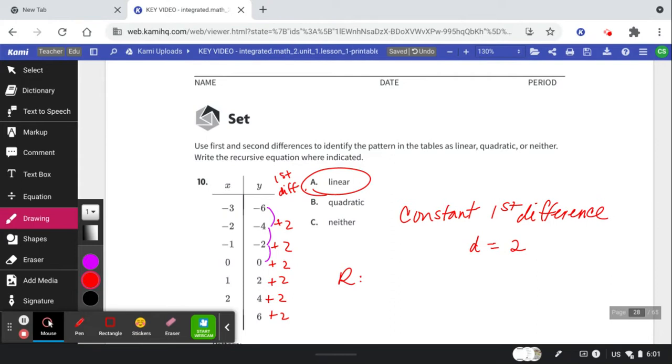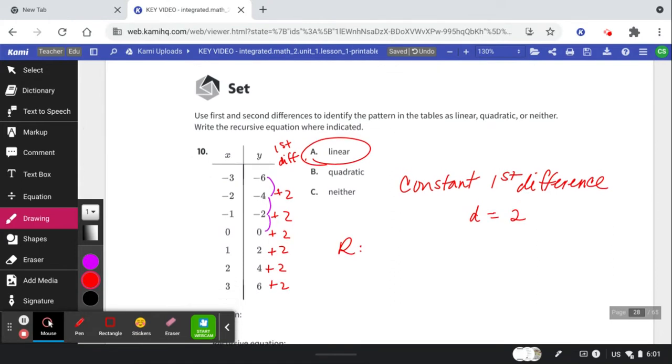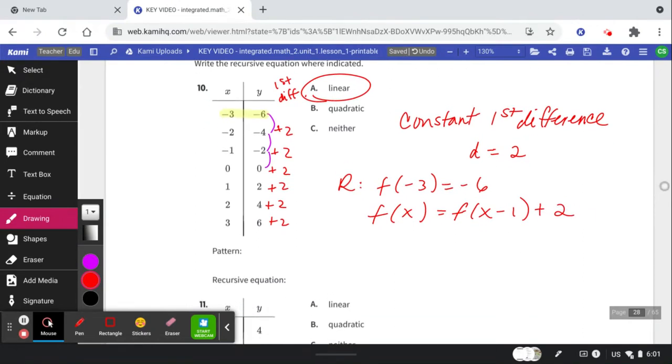Now, remember, we can use any term in this table, okay? But I'm going to keep using this top one. But if you'd like to use the 0, 0 or the 1, 2, because it makes it a little bit easier to write, feel free. So using this, -3, -6, we're going to go f of -3 equals -6, f of x equals f of x minus 1. And then we're adding 2 each time to the previous term.